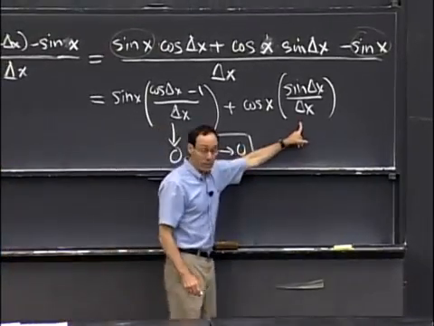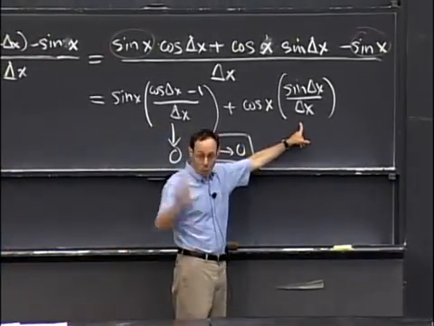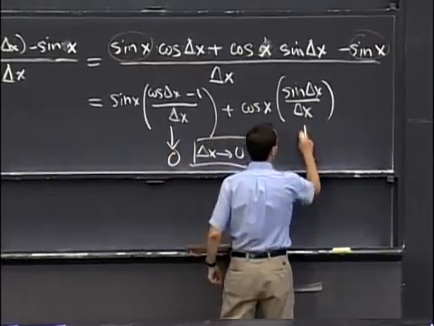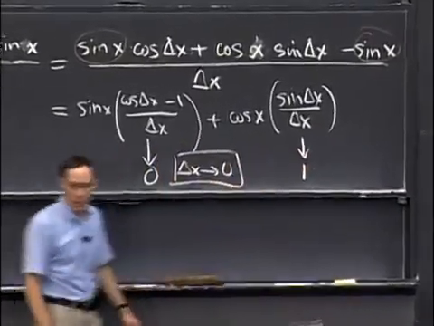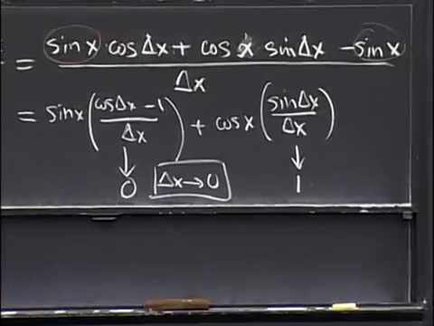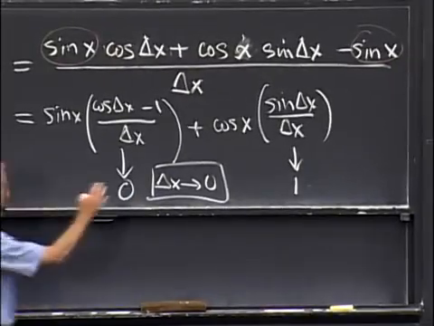Now, how about this one? This one goes to 1, my second favorite number. Almost as easy to deal with as 0. And these things are picked for a reason. They're the simplest numbers to deal with.